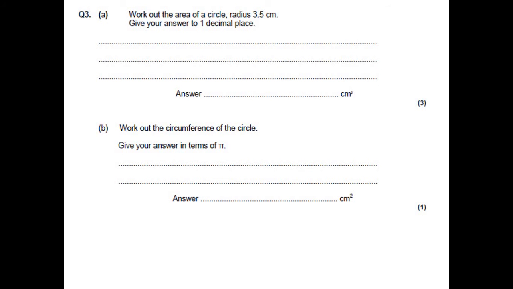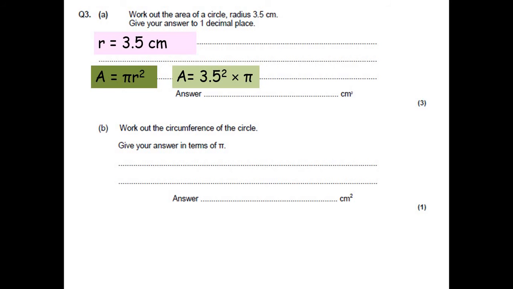Third question, work out the area of a circle with a radius of 3.5 centimeters, give your answer to 1 decimal place. So we have a radius of 3.5 centimeters, and the area is pi multiplied by the radius squared. We take the 3.5, the radius, and square it, and then multiply it by pi. If you put that in your calculator, you will get 38.5 centimeters squared, and that's to 1 decimal place because the answer asked for it to be given in 1 decimal place.